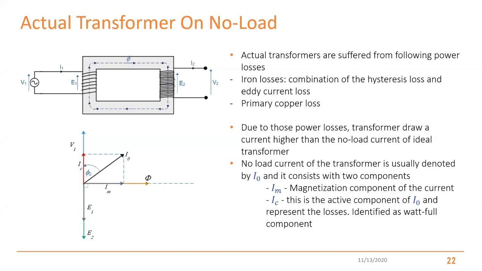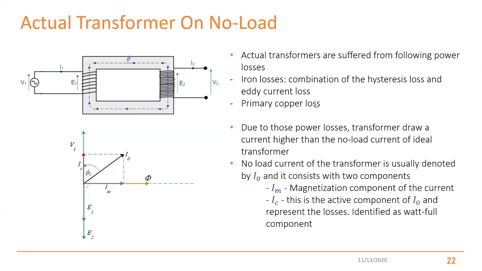All the currents are consumed in the core, and we identified one component, that is the IM component, which is the current actually used to magnetize the core, whereas there is another component which contributes to the losses of the core. Therefore, we name it IC, or the core component of the current.